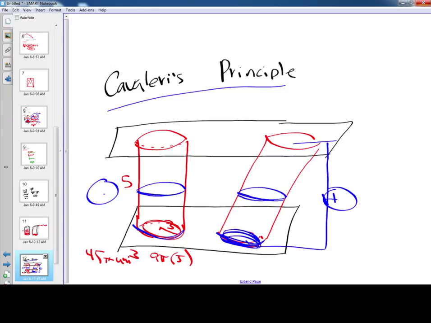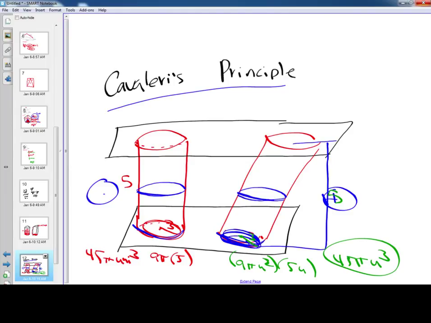cubed. Over on this side, let's say the radius was 3 as well. Well, area of the base, 3 squared is 9. So I've got 9 pi units squared multiplied by the height of 5 units. Well, 9 pi times 5 is 45 pi, and units squared times units would give me units cubed. So you have the same formula or the same way of getting that.